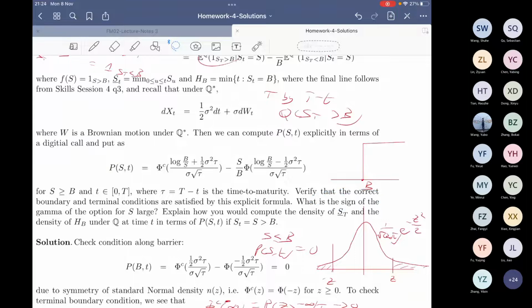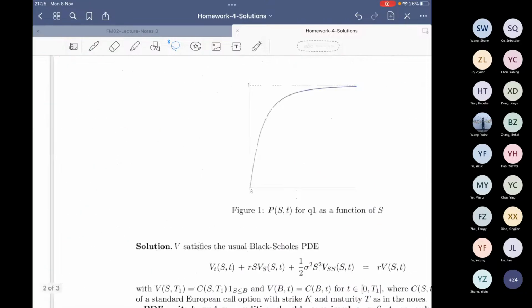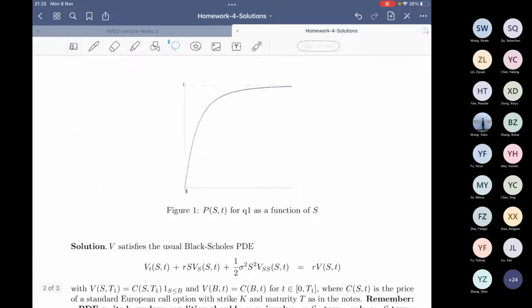What is the sign of the gamma of the option for S large? Explain how you would get it. Okay, well, let's do the gamma part. So I think there's a graph here. This is a plot of P of ST, the price, with S on this axis. This is the price of this no touch option, which remember pays 1, but only if S never hits B throughout the entire lifetime of the option to the final time, capital T.